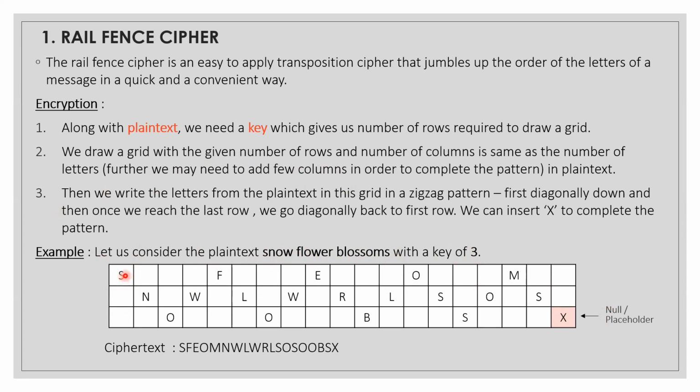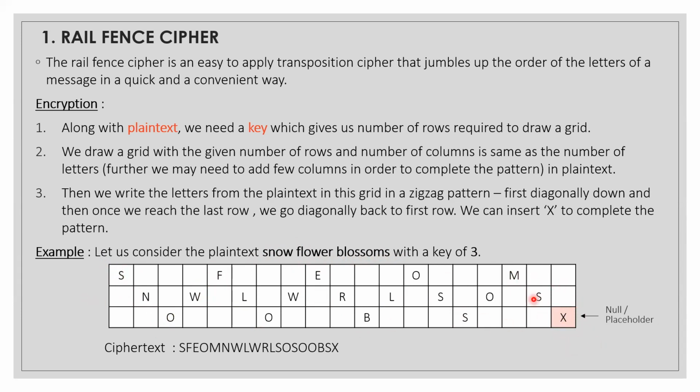In the rail fence cipher, we start from the top left box in the grid, and we start inserting letters from the plain text in a zigzag pattern. We go down diagonally, and then bounce back up to the first row. In this way, we go on inserting the letters of the plain text. Once I'm done, the last letter of snowflower blossoms is placed, but I have not completed the zigzag pattern, so I'll insert an X here. It is called a null or a placeholder. It is just inserted to complete the pattern.